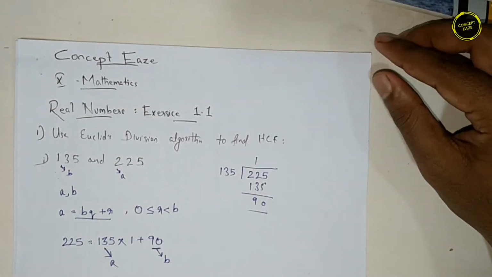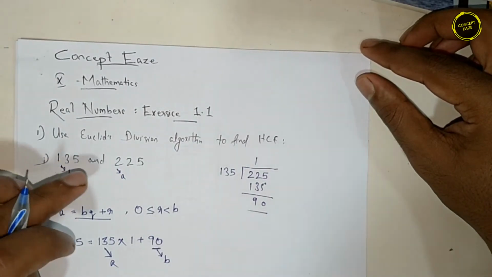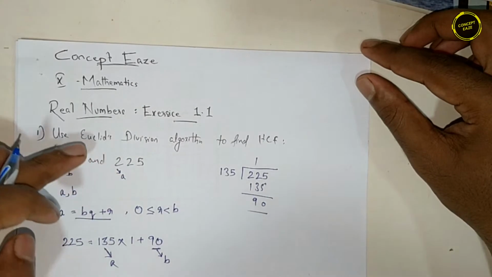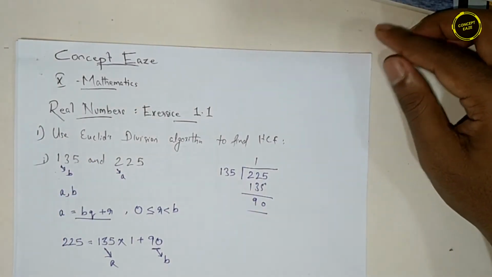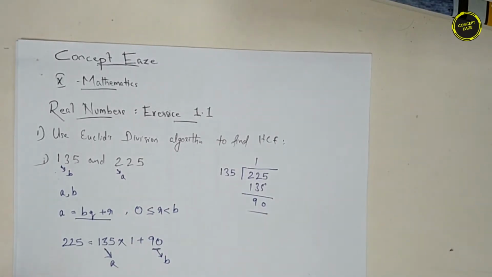So let's start. The very first question is we have to find the HCF of 135 and 225 with the help of Euclid's division algorithm. Euclid's division algorithm is nothing but what we studied, Euclid's division lemma. The same is known as Euclid's division algorithm. So here we are going to use this concept.